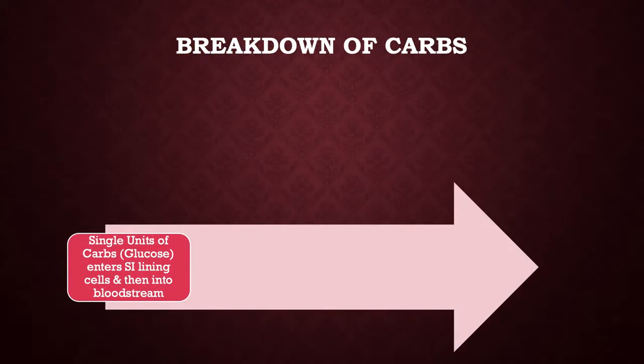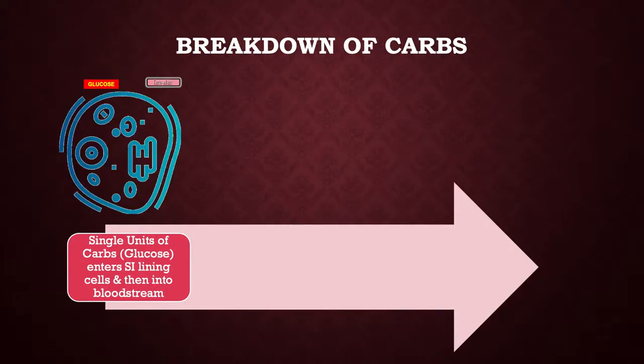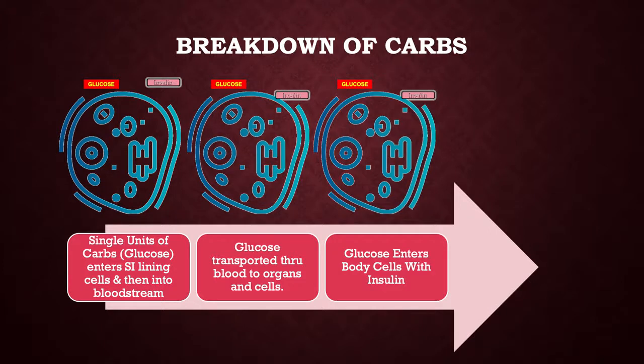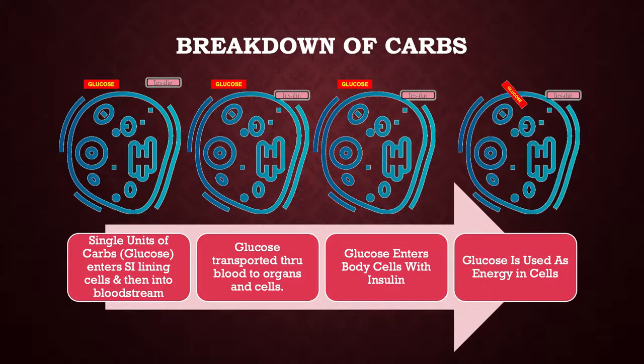Once glucose enters the blood, it's transported to tissues and cells. Normally, our pancreas produces a hormone called insulin when this happens. Insulin is necessary for glucose to enter the cells. Once insulin allows glucose into a cell, it can be used to produce energy. Extra glucose is then stored for later use.